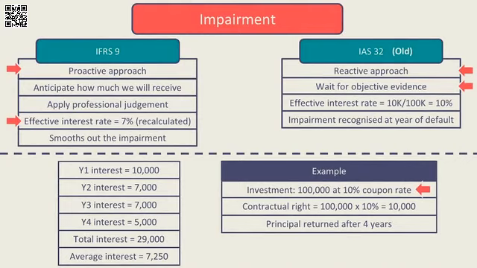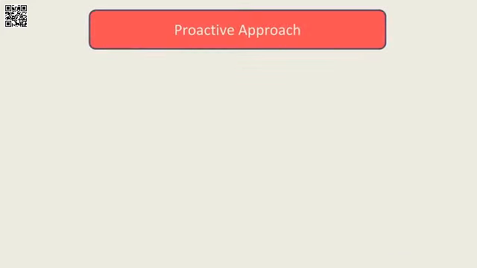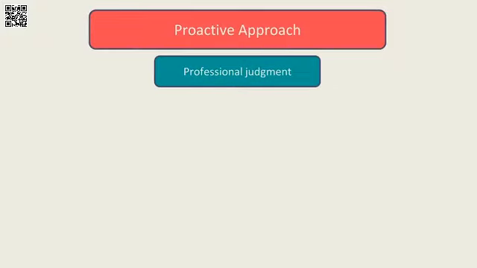Now each year we have to reassess what we believe the future cash flows will be, so that 7% figure might move each year depending on our expectations of the future. But the idea is that it does smooth out the effect of any impairment and thus gives better financial reporting. Now, how do we guess the future? Well, it is very much professional judgment.